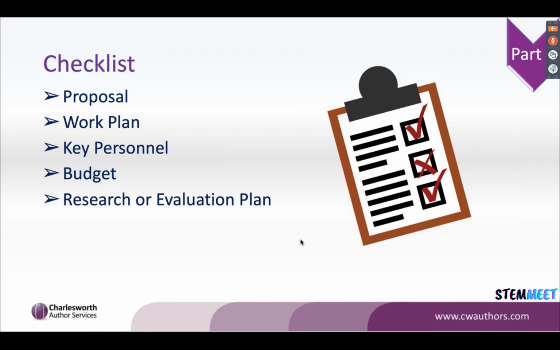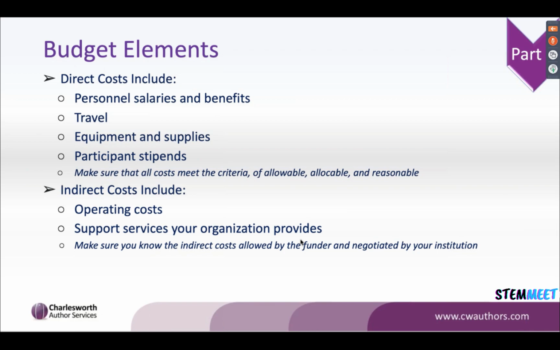So then your checklist, you want to make sure that you have your proposal, your work plan, description of all the key personnel on the grant, your budget, and then a research or an evaluation plan, depending on the type of grant that you're applying for. So let's talk a little bit about the budget.